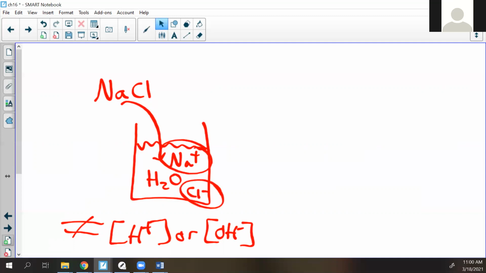Good enough? Yep. So NaOH, Na plus would be the conjugate acid of a very strong base, and vice versa.